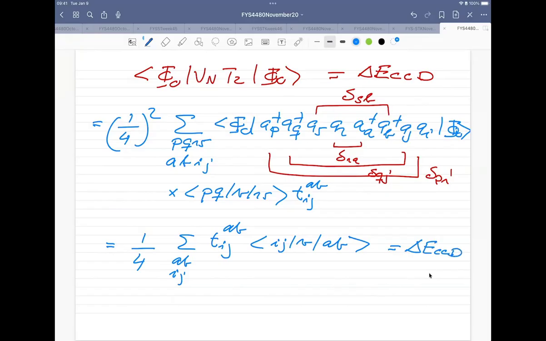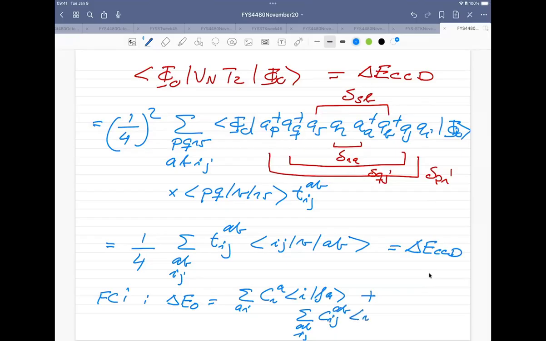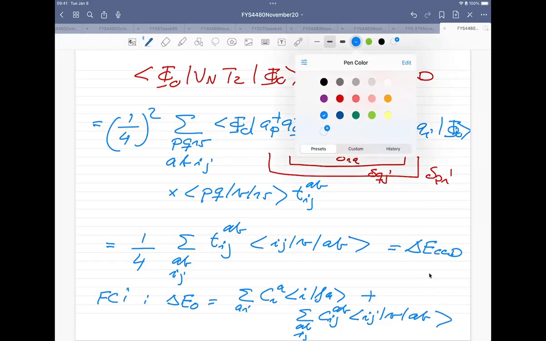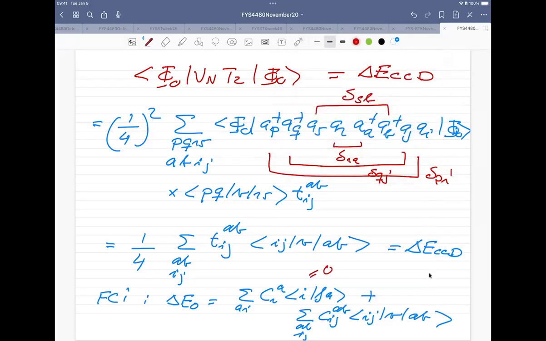So if you think of FCI, just let me write that one back again. Then we had delta E0, the exact one, was given by a sum over AI, and then it had C_i^a, and then it had <i|f|a>, plus a sum over ABIJ, and then it has C_ij^ab, and then I have this element <ij|V|ab>. So if I have a Hartree-Fock basis, so this is 0 with Hartree-Fock.